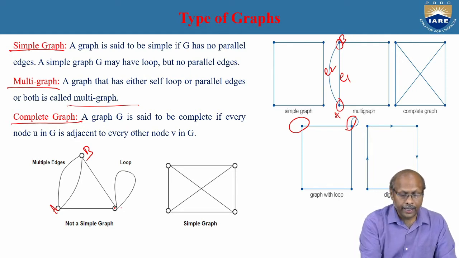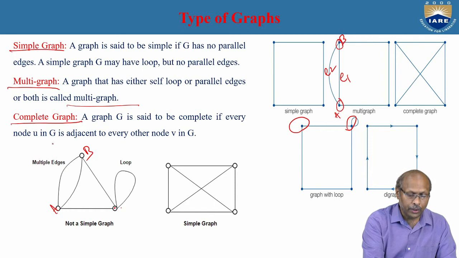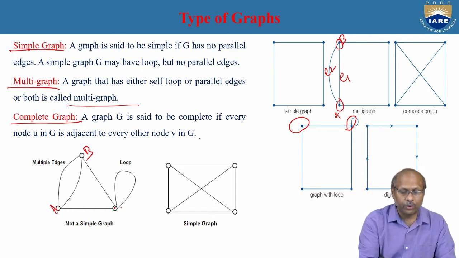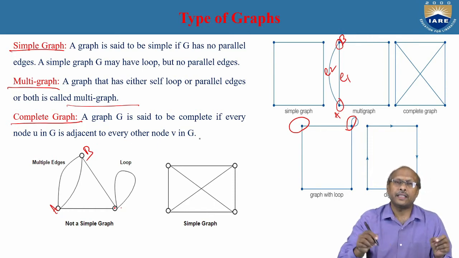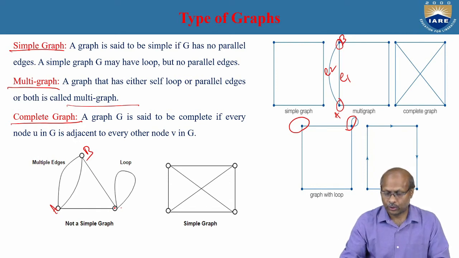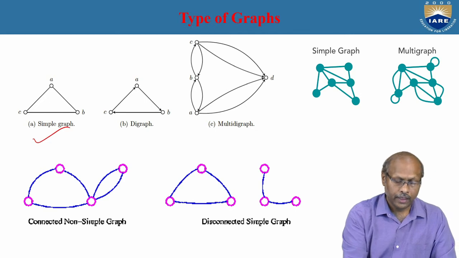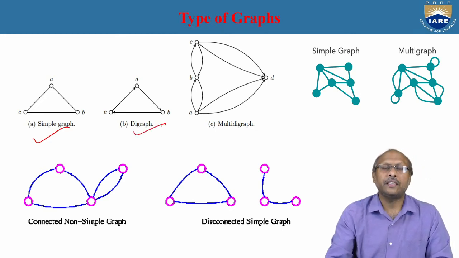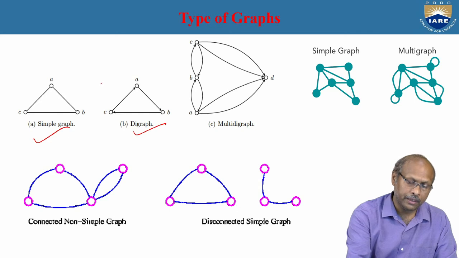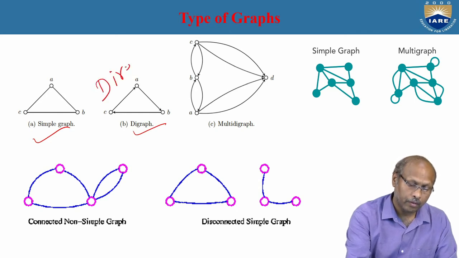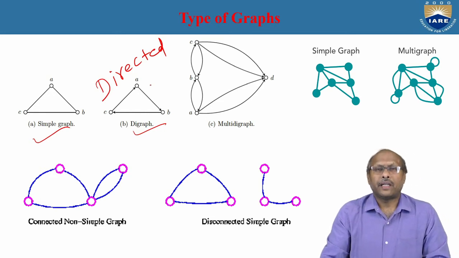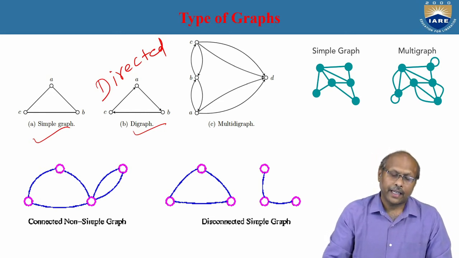Similarly, complete graph. A graph G is complete if every node U in G is adjacent to every other node in G. That means it is completely connected to all the nodes. So they are the different types of graphs. You can see the other examples also. This is a simple graph and this is digraph. Digraph means directed graph. So remember, DI means directed. From the name itself you can guess it is a directed graph.